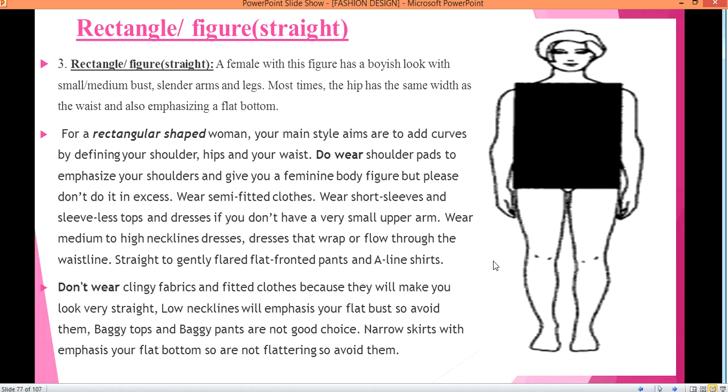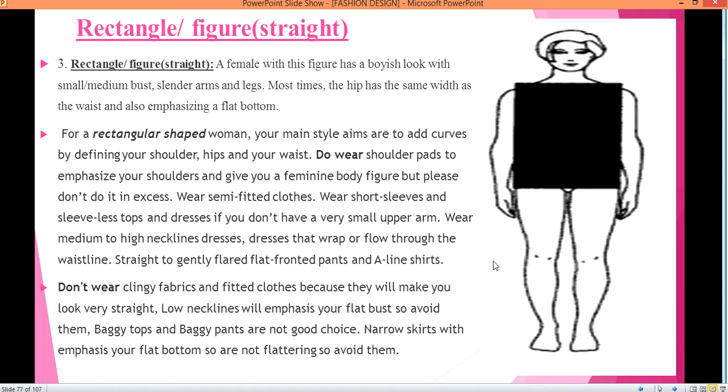This one, they are the kind of figures that don't have a lot of curves on their bodies. They look a little boyish. I'm not talking about the muscles and all that, but they have slender arms, slender legs, and the measurement across their shoulder is almost the same as the waistline and the hip line. So this is a figure that we need to create more curves for.